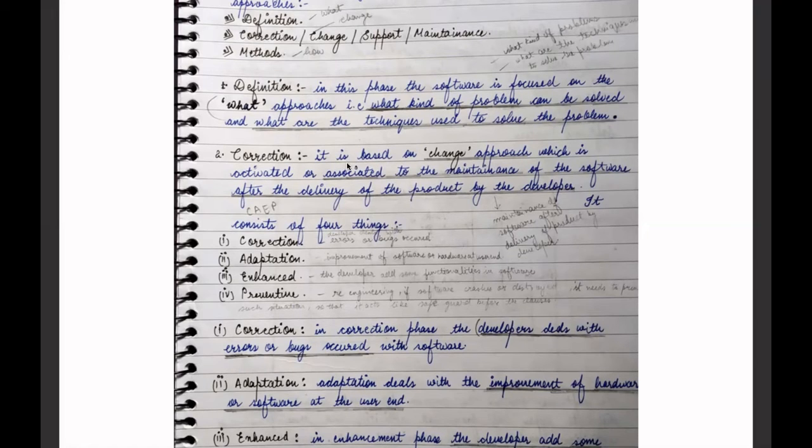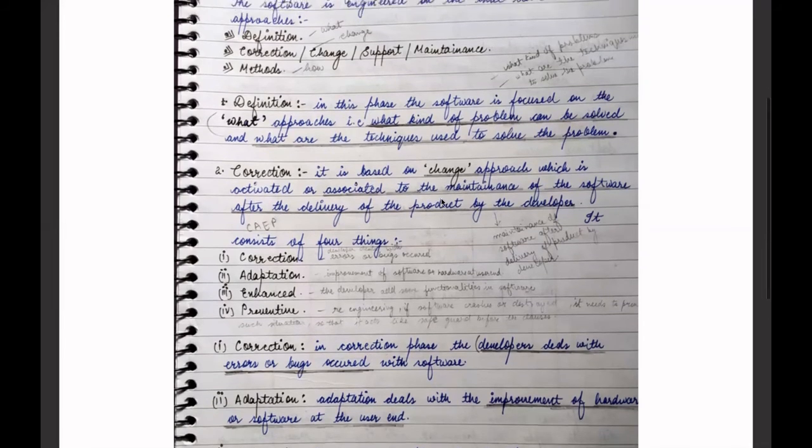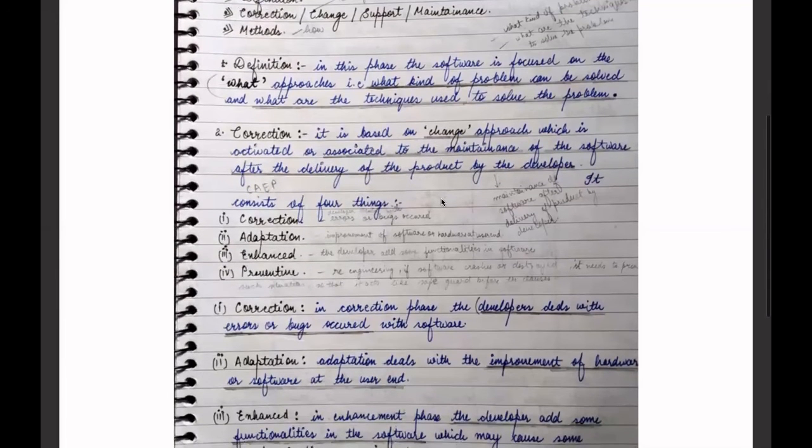Here, the development phase is followed by correction. It is based on a change approach, which is associated with the maintenance of the software after the delivery of the product by the developer. It consists of four things: correction, adaptation, enhancement, and preventive.